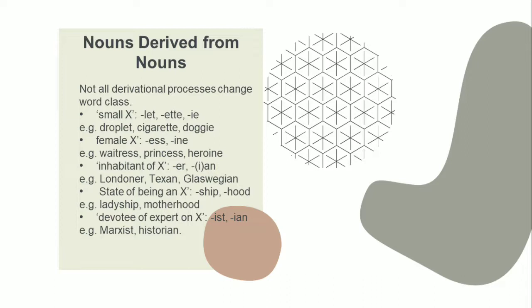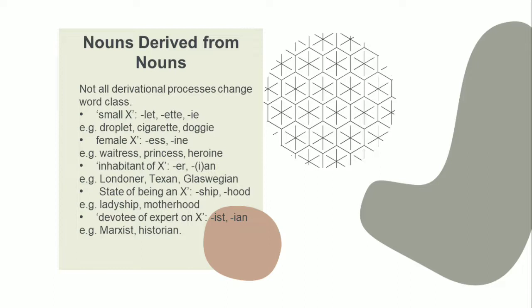And female X with the suffixes -ess and -ine, for example the words waitress, princess, and heroine, which come from the noun waiter plus the suffix -ess, becomes waitress, which then produces a different meaning. And inhabitant of X with the suffixes -er and -an, for example Londoner, Texan, Glaswegian, which come from the noun London plus the suffix -er, becomes Londoner, which then produces a different meaning.